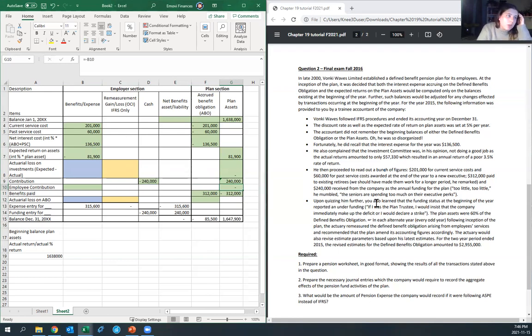Upon quizzing him further, you also learned that the funding status at the beginning of the year reported an underfunding. The plan assets were 60% of the defined benefit obligations. So this here is 60% of here. To find it, you're going to divide it by 60%. And then it's underfunded, so that means that here it's going to be a liability of $1,092,000.